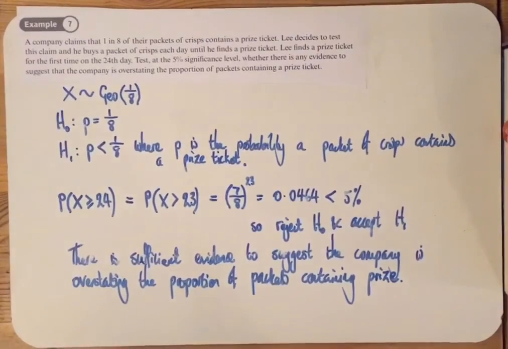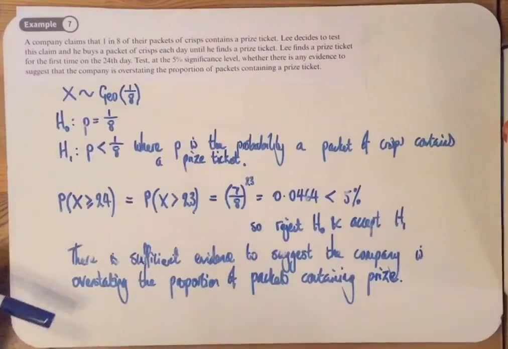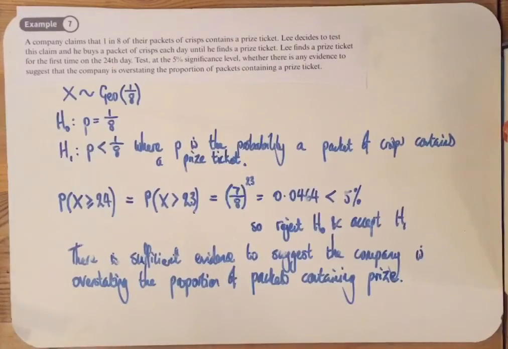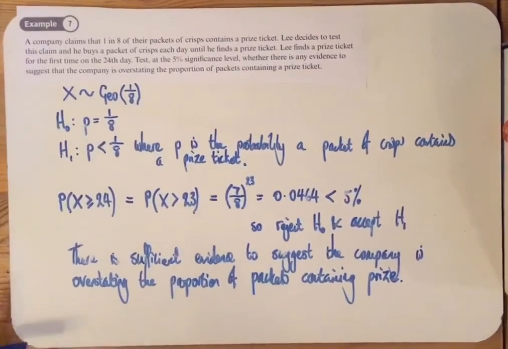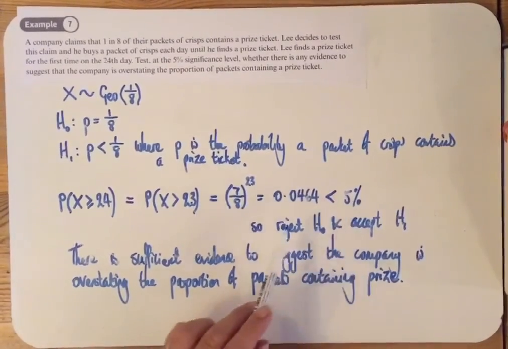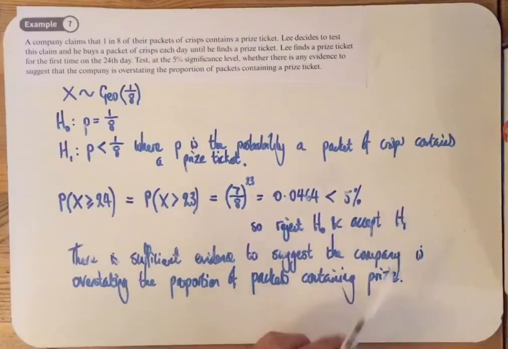So you're basically saying this is too unlikely to happen by chance. The probability you have to open 24 or more packets before you get a prize, that's just too unlikely. So we're rejecting the null. It's less than the significance level. We're rejecting the null and accepting the alternative, that P is less than 1/8.